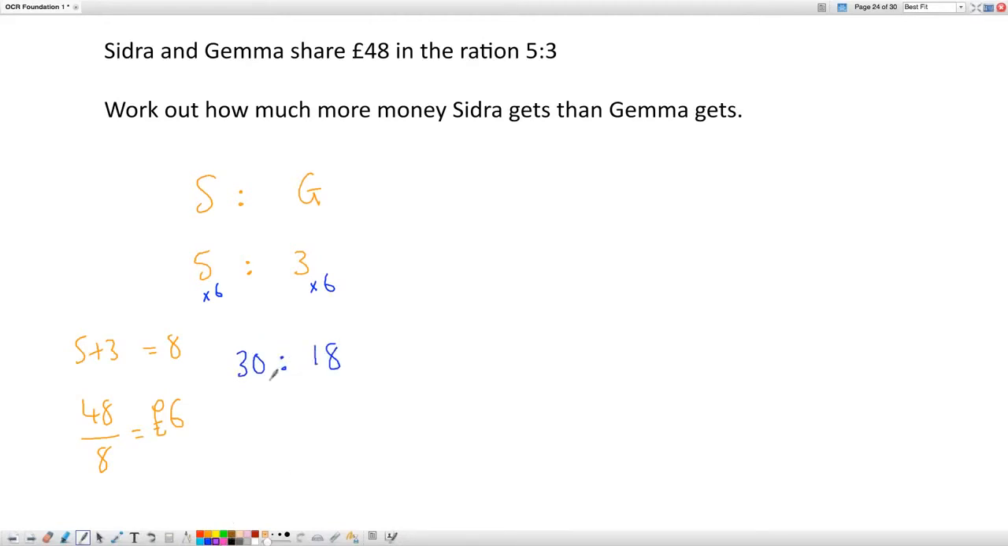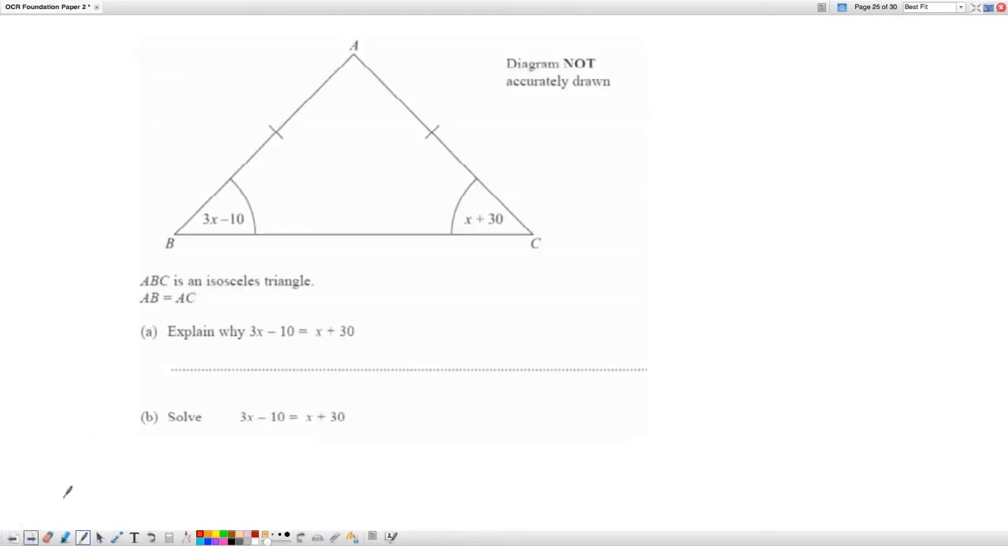The question wants to know how much more, what's the difference? So this is what Gemma gets. Sidra gets £12 more than Gemma. So the answer is £12 more.